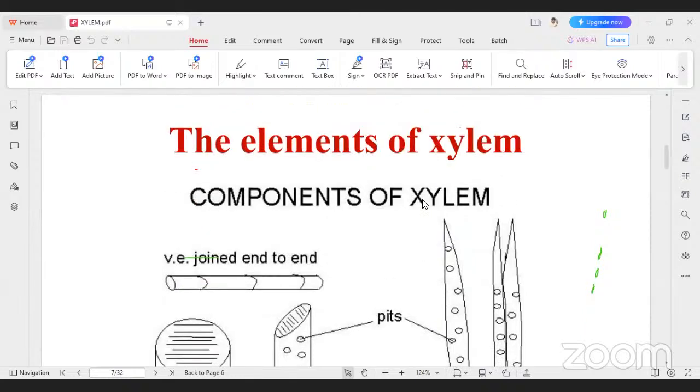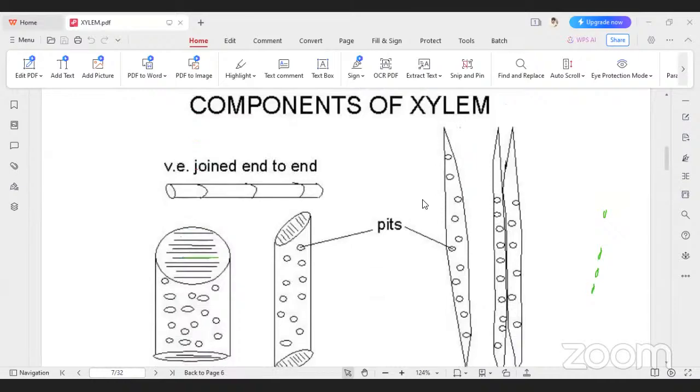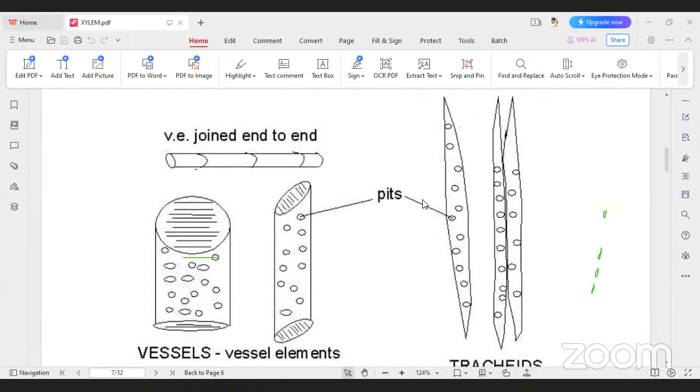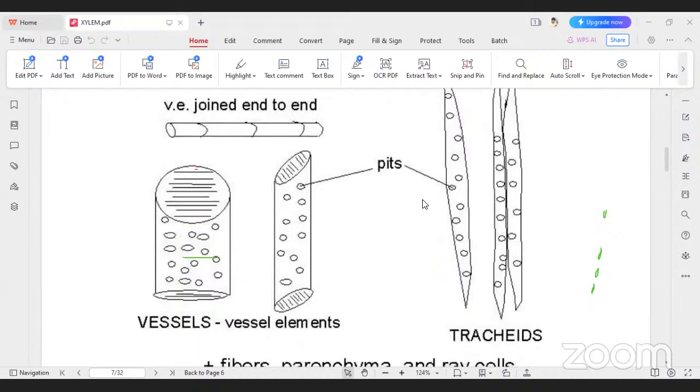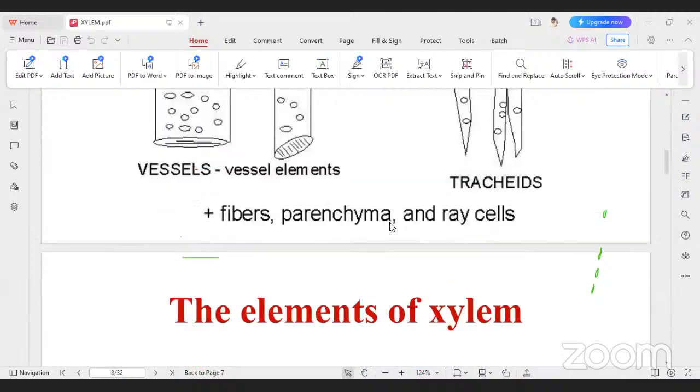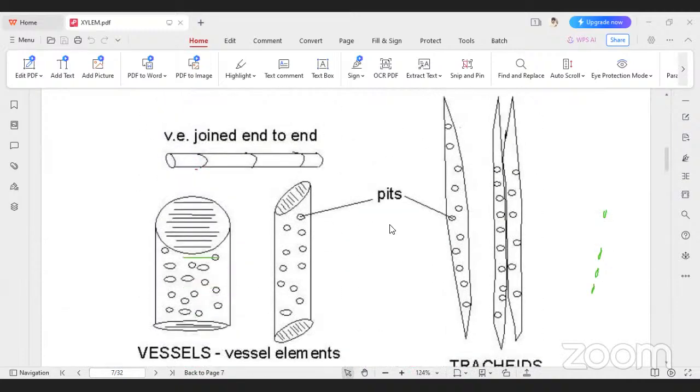Your doubt is clear. These are the elements, the components of xylem. Are you able to see this diagram, the pits diagram and the vessel diagram? Yes, sir, it is visible. Right. So these are the perforation plates. Where is the pen?